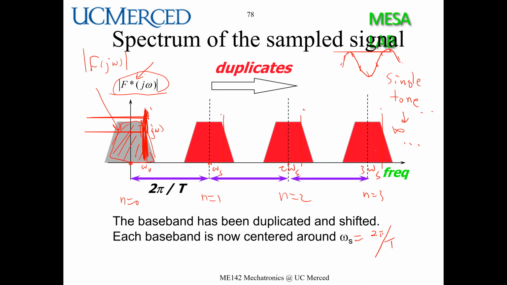So trust the math, believe in the theory. You have a single tone continuous sinusoid, and after sampling, you will have infinitely many frequency components in there. Okay. That's the answer.